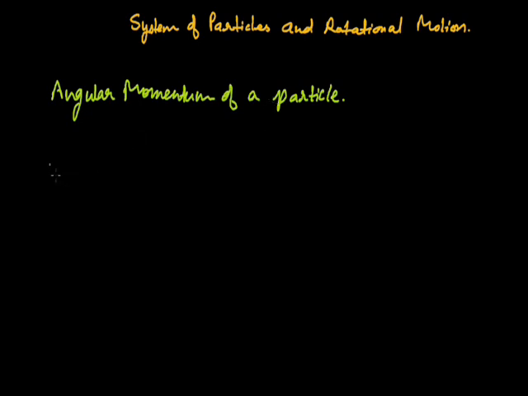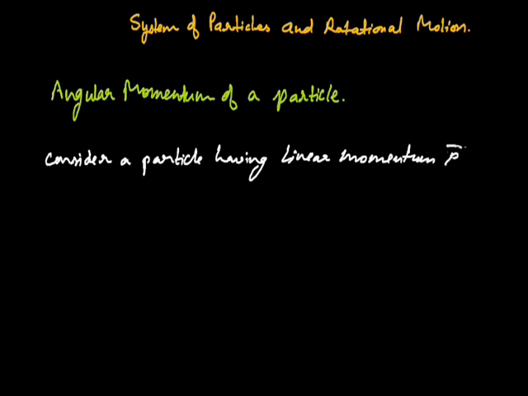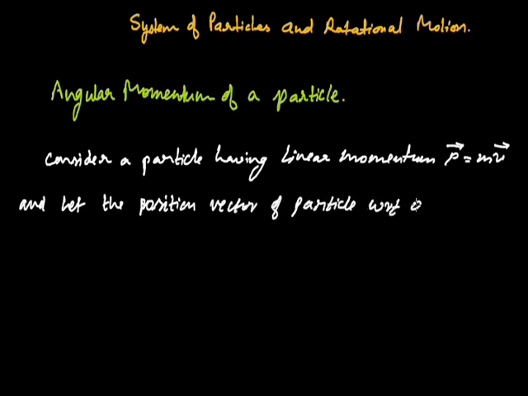So let us consider a particle having linear momentum p equals mv, where m is the mass of the particle and v is the velocity of the particle. And let the position vector of the particle with respect to origin be the vector r.